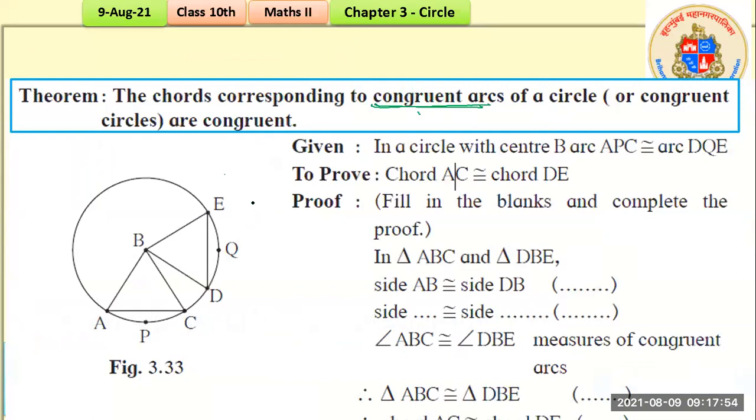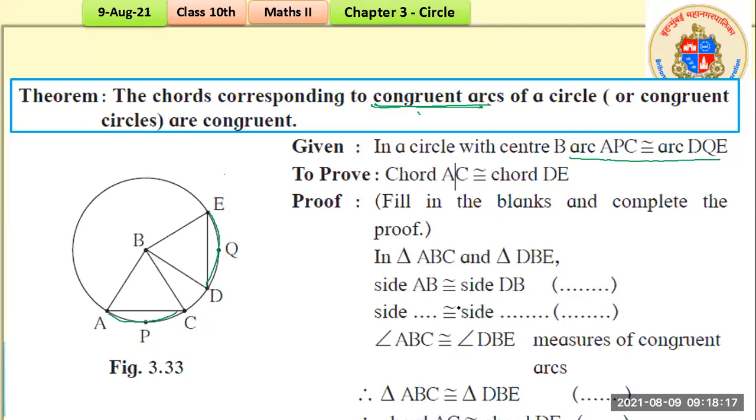And what are we given? We are given that the arcs are congruent. In this case, arc ACP and arc DQE, these two arcs are given to be congruent. And we are supposed to prove that the chords are congruent.